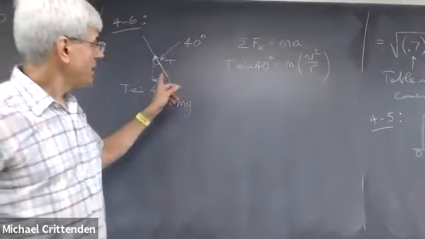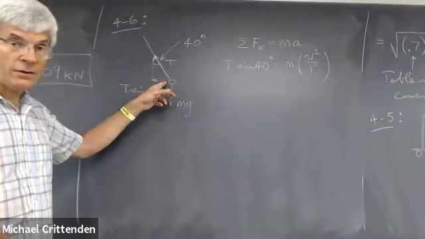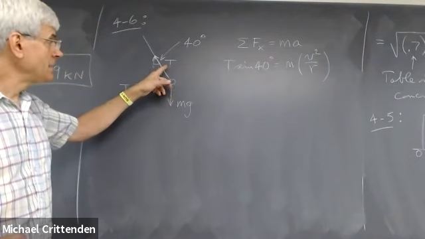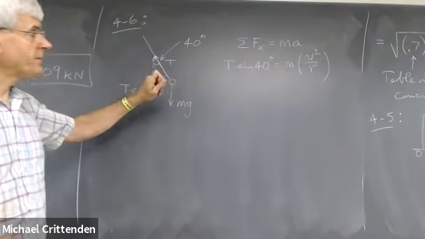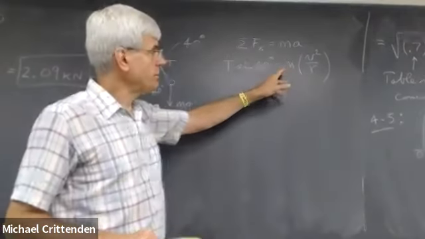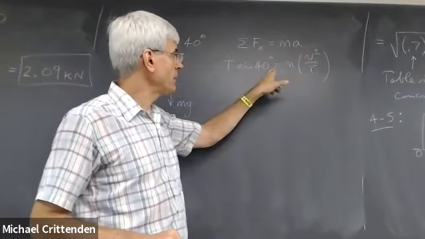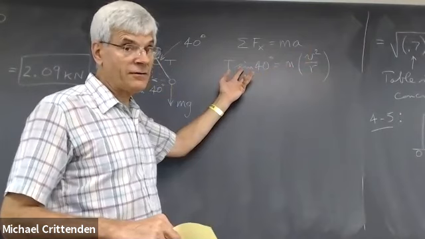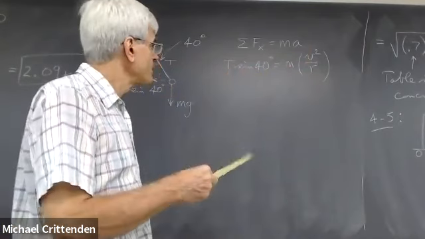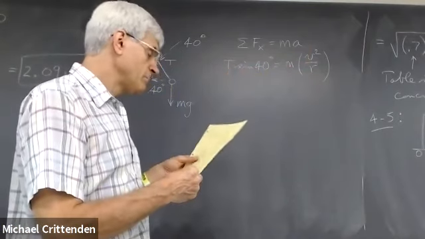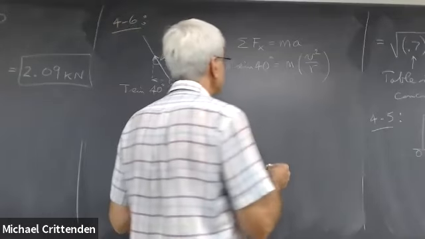Okay, it's the X component that points toward the center of the circle, not the string tension itself. So in this case, if all you did was calculate mv squared over r, you would be off by a factor of the sine of theta. Fill in the numbers. Finish it off.